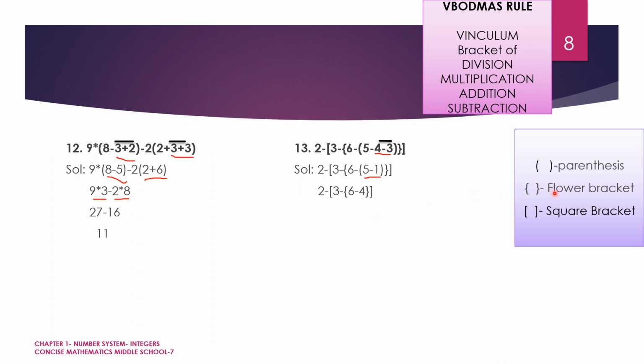Now next preference to flower braces. Inside the flower braces you need to check for division, multiplication, addition, but you have only subtraction. So you can do this. So it becomes 6 minus 4 is 2. Now next is square bracket. Inside the square bracket also similarly you need to check for division, multiplication, addition and subtraction. Here you have only subtraction, so you should do 3 minus 2 becomes 1, that is 2 minus 1, that is 1.